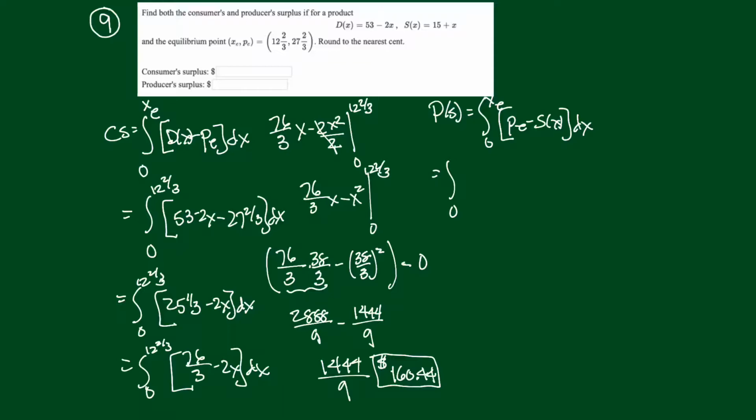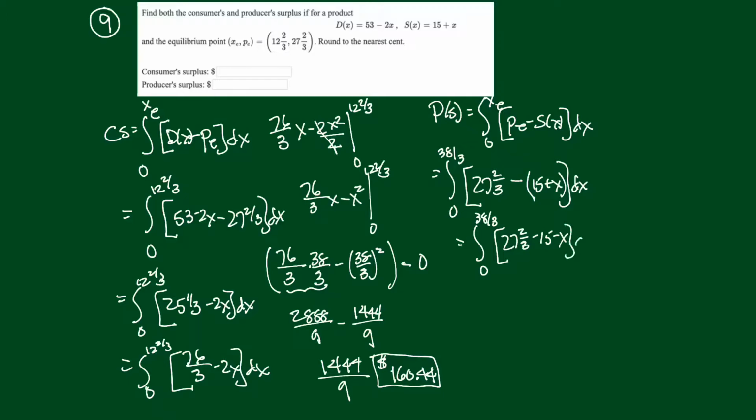And in the second one here, we're going from 0 to 12 and 2/3 again. Since we just did this one, I know what I'm going to write here: 38 over 3 of p, which is again that 27 and 2/3, minus s. Because I have more than one term, I'm going to use parentheses. It's 15 plus x dx. To simplify a little bit, this will be 0 to 38 over 3 of 27 and 2/3 minus 15 minus x dx.